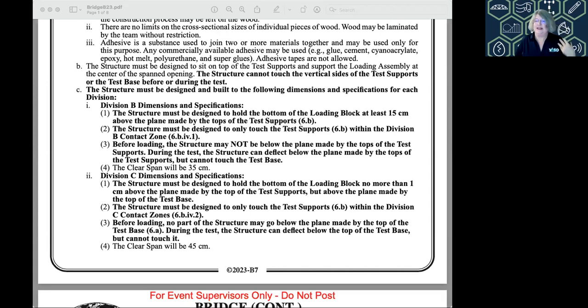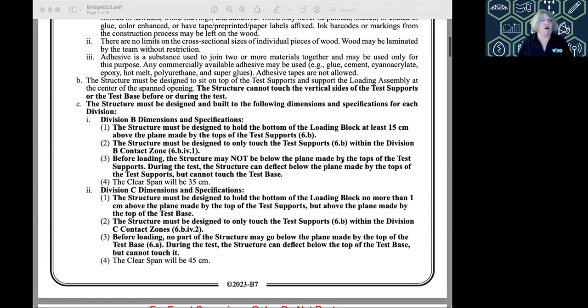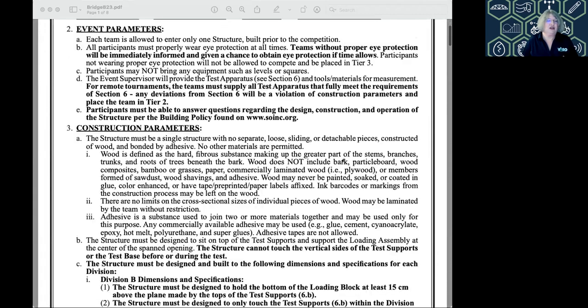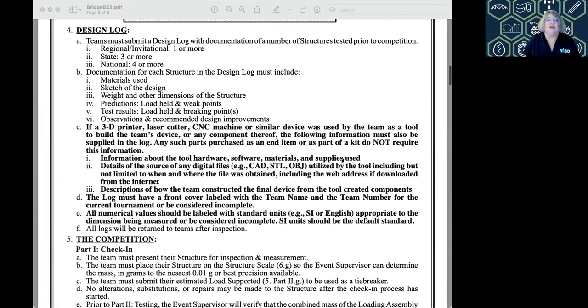Build, test again. Help students figure out how to keep a log of their results. The log is an important part in all of these events. You're going to see here a design log. I'm not going to spend a lot of time on it because I see I'm running tight on time, and I want to get to some of the other things that I wanted to talk about.